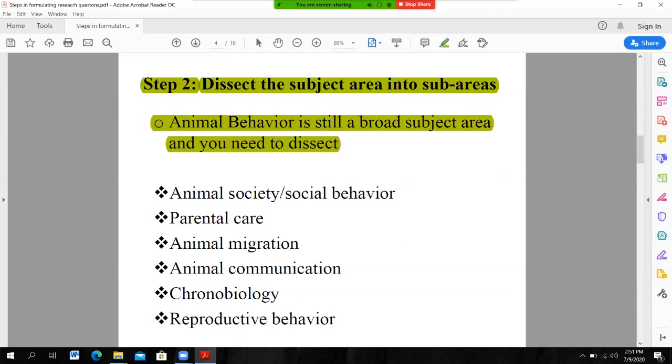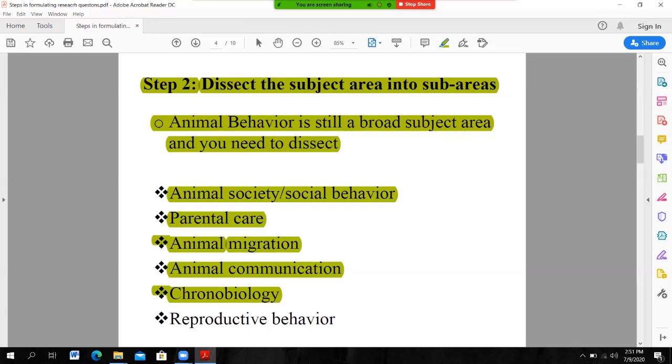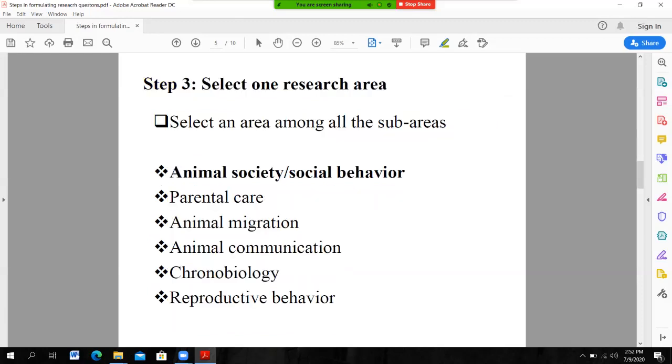So animal behavior can be further classified into various subclasses like animal society or social behavior. This is a portion of animal behavior. Parental care is a part of animal behavior. Animal migration and animal communication are parts of animal behavior. Chronobiology and reproductive behavior. So in the second step, the broader area must be classified into sub areas.